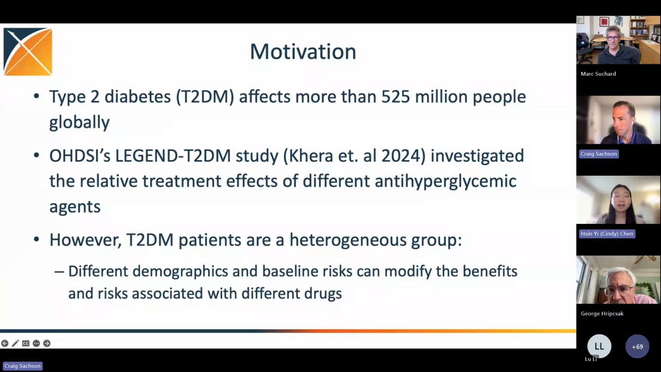Type 2 diabetes affects more than 525 million people globally. And as part of the community, there was a Legend type 2 diabetes study done in 2024, which investigated the relative treatment effects of different anti-hyperglycemic agents. However, we also know that diabetes patients are a heterogeneous group. People have different baseline risks, demographics, comorbidities, et cetera, which could all modify the risks and benefits associated with those different drugs.